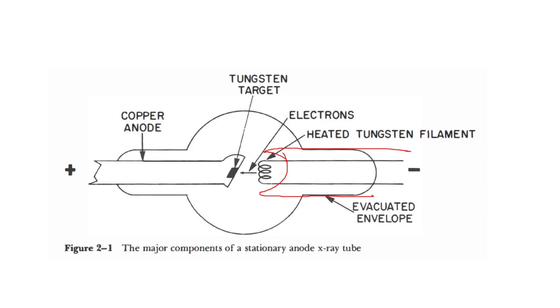So the focusing cup is maintained at negative potential, and the filament also has negative potential. The negative charge of the filament and the focusing cup is kept the same. When the X-ray tube is connected to high potential, the same negative potential is applied to the focusing cup and the filament. So what happens is the filament electrons are released.